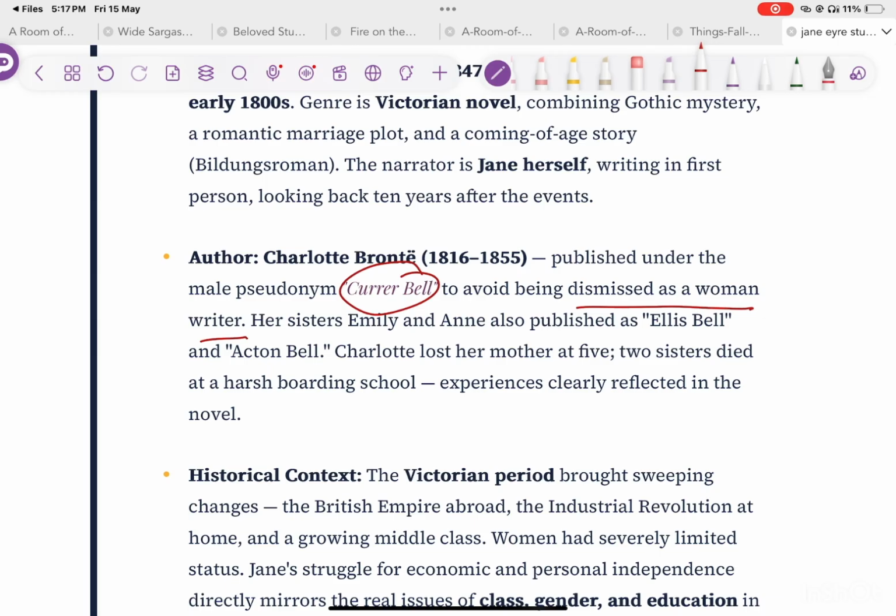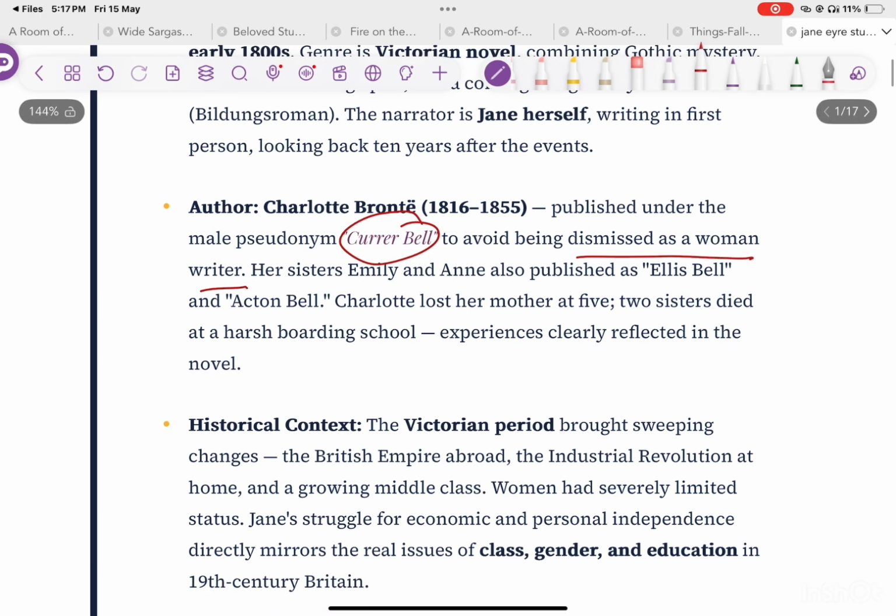Charlotte lost her mother at 5. Two sisters died at her boarding school. This experience is clearly reflected in her novel, and her brother also died of consumption. Back then, tuberculosis was called consumption.